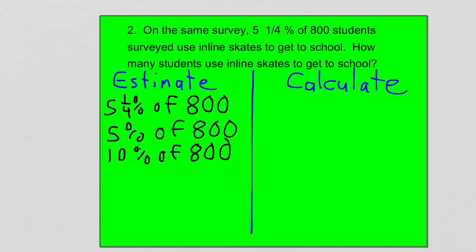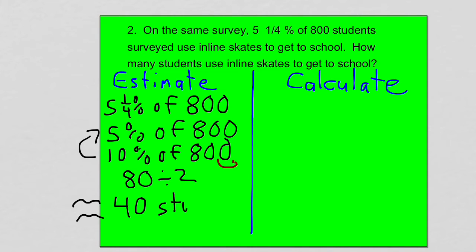And 10% of 800 means take the decimal point at the end of 800 and shift it one to the left. And 10% of 800 is 80. Now, to go from 10% to 5%, we would chop that 80 in half, divide by 2, and we would get, again, approximately 40 students will rollerblade to school. It's definitely not a Canadian school, probably, or at least not Winnipeg.